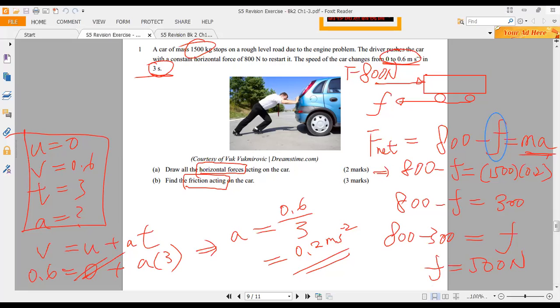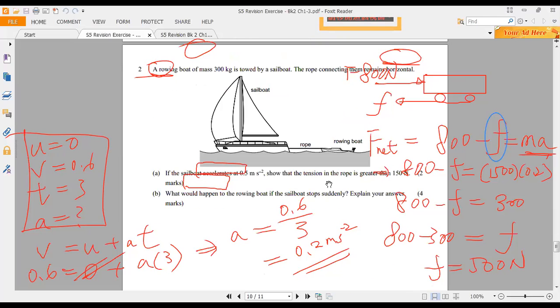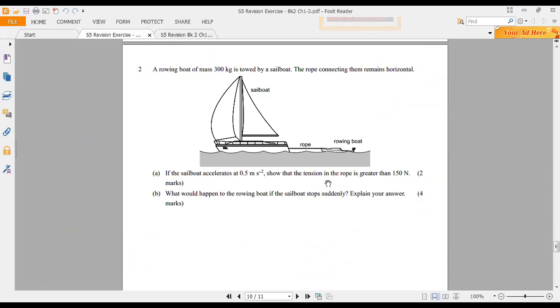Okay, a few more minutes. I hope we can do one more question. Question 2. Okay, let me erase the board. A sailboat, 300 kilogram, with a rope connecting a rowing boat. If the sailboat accelerates at 0.5 meters per second squared, show that the tension has to be larger than 150.